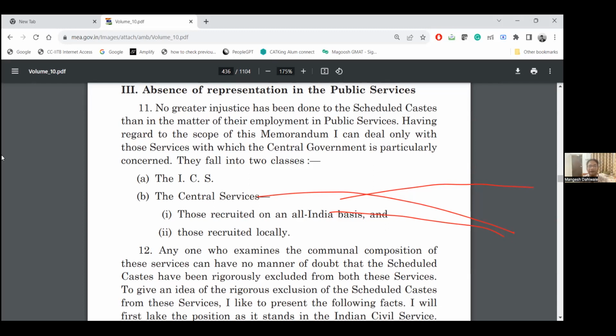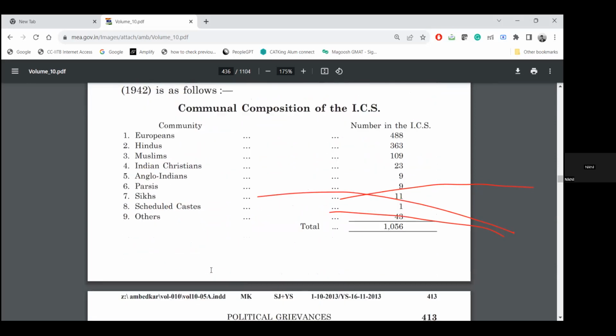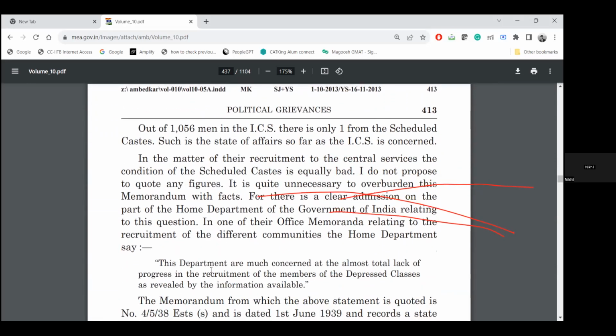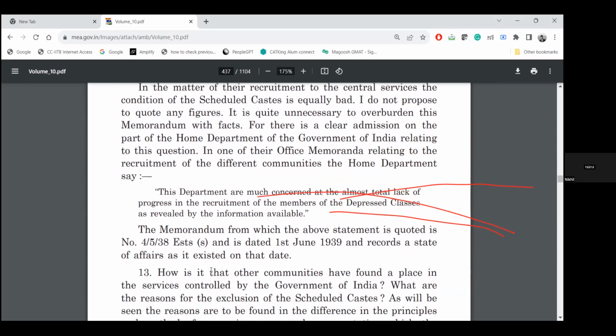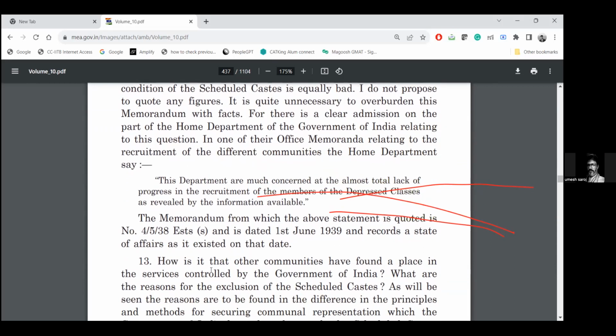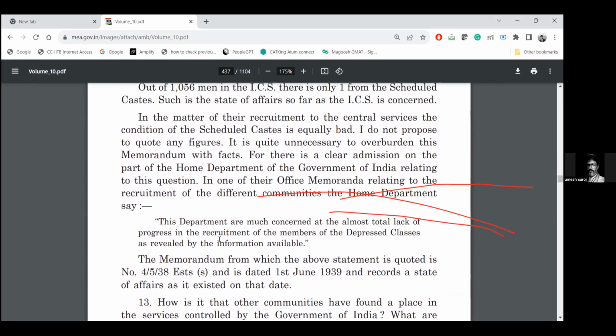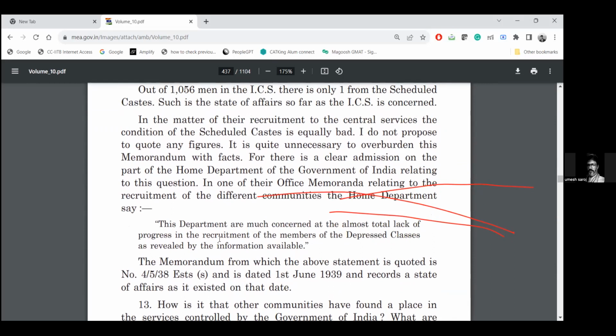Okay. Right, I'll continue further. Yeah, please. Sir, kindly throw light on the paragraph quoted, that this department much considered the most total lack of progress.